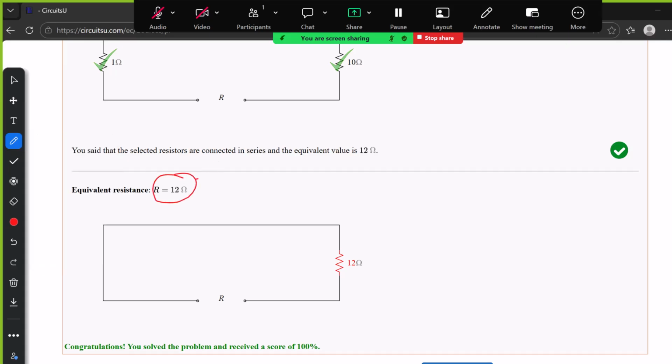So hopefully with this video, I have shown you a clear method and steps on how to simplify resistances as seen by two terminals.